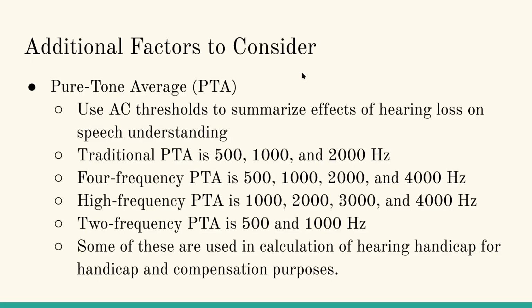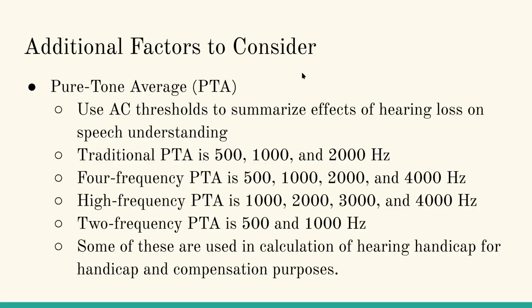We have a high-frequency pure tone average, 1000, 2000, 3000, 4000 hertz. That's mainly used by the VA. We have a 2-frequency pure tone average, 500 and 1000 hertz. We use that to compare it to a speech recognition threshold when we have a steeply sloping audiogram, when we have pretty normal hearing thresholds at 500 and 1000, but abnormal at 2000.